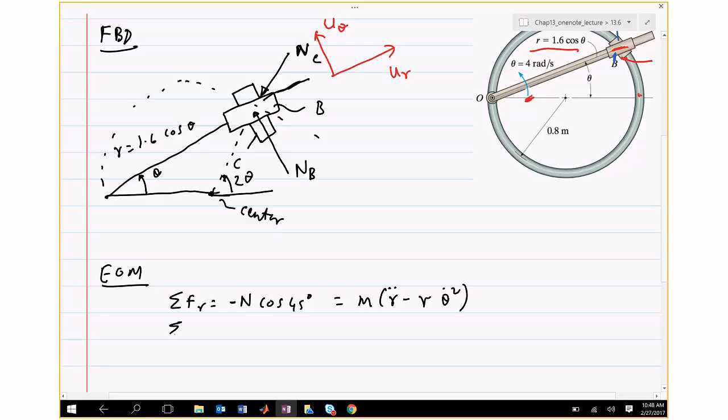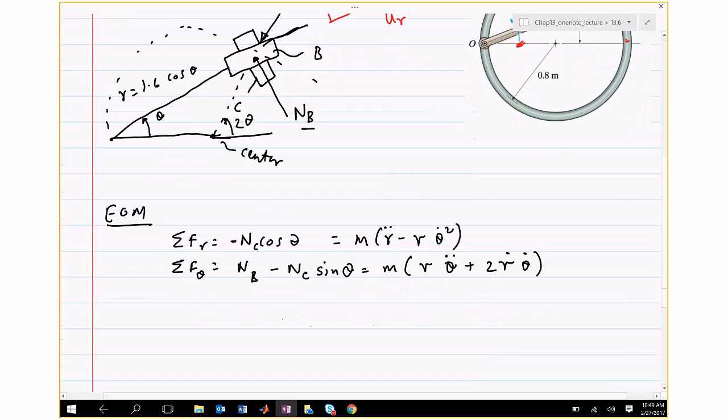And then the net force in the theta direction is NB is acting along U theta. NB is acting along U theta, and NC, the component in the sine 45 component, acts in the direction opposite to U theta. So that's minus NC sine 45 degrees is equal to mass times acceleration. So acceleration is R theta double dot plus 2 R dot theta dot.